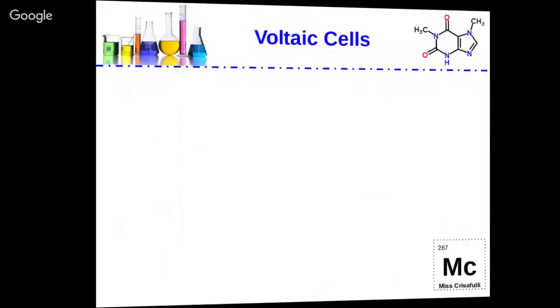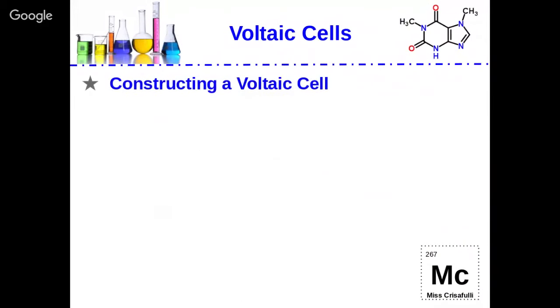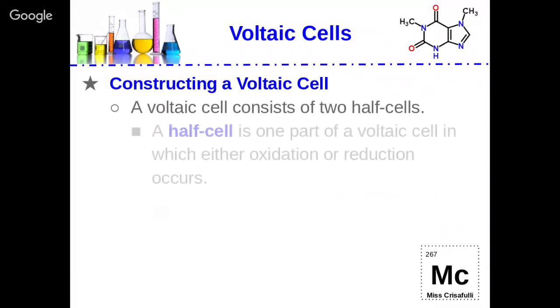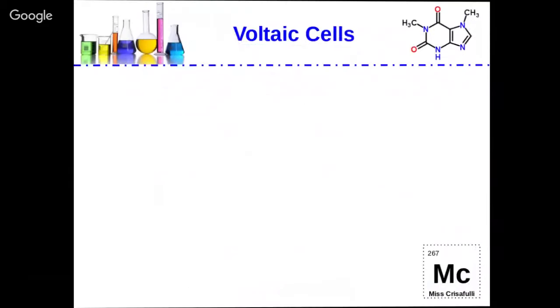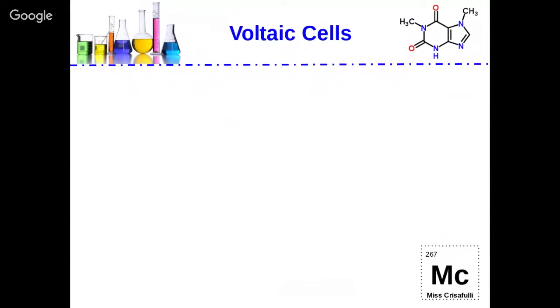So let's talk about how we construct a voltaic cell. A voltaic cell consists of 2 half cells. A half cell is one part of a voltaic cell in which either oxidation or reduction occurs. Remember, oxidation is loss of electrons and reduction is the gaining of electrons. A typical half cell consists of a piece of metal immersed in a solution of its ions. So that means we have to have a solid piece of metal in a solution that has that metal's ions present.